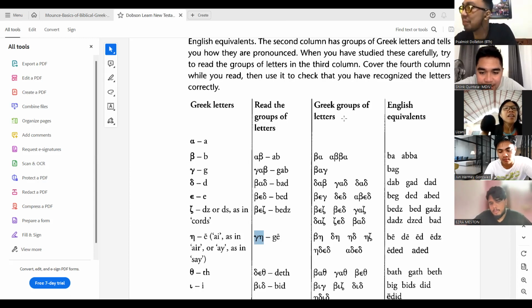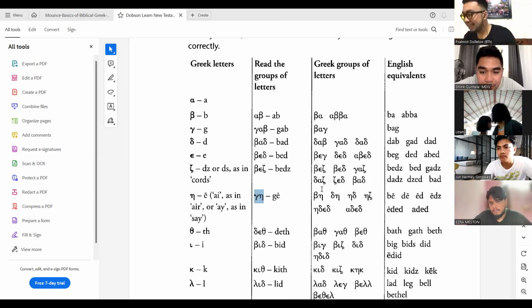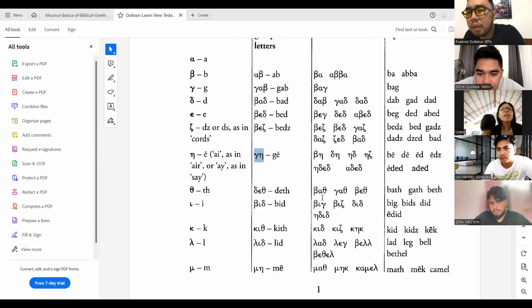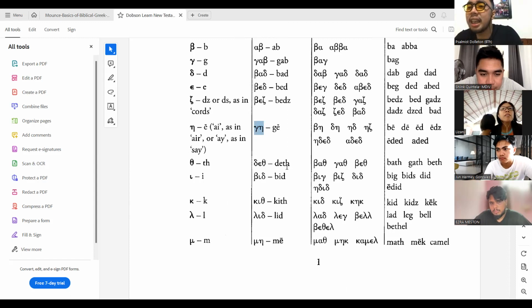So then Greek, a group of letters, no? So be, de, ge. Aid, aids, aided, added. It's so easy because the equivalents are here, okay? And then death, bath. You see why I'm giving you another resource, no? Where two books are better than one.